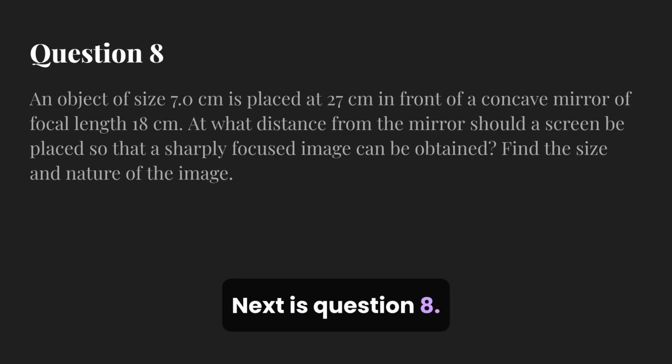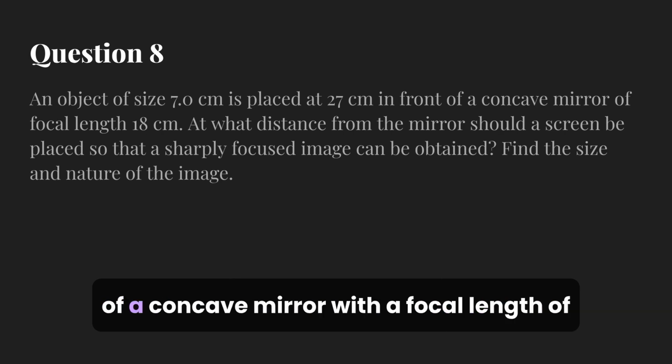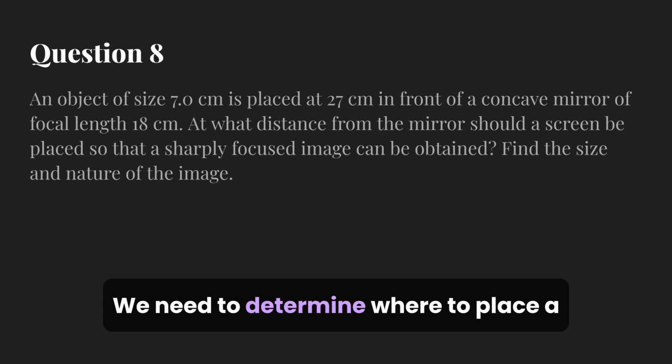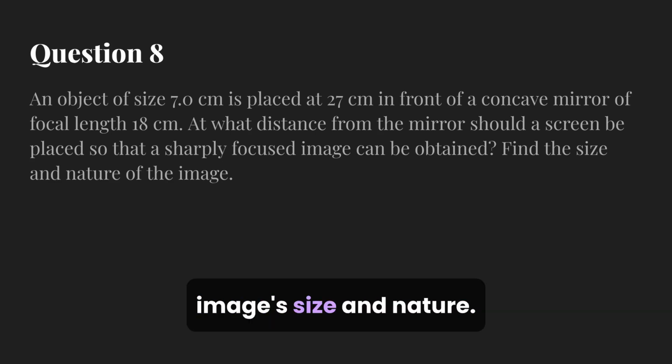Next is question 8. An object 7 centimeters tall is placed 27 centimeters in front of a concave mirror with a focal length of 18 centimeters. We need to determine where to place a screen for a sharp image and identify the image's size and nature.